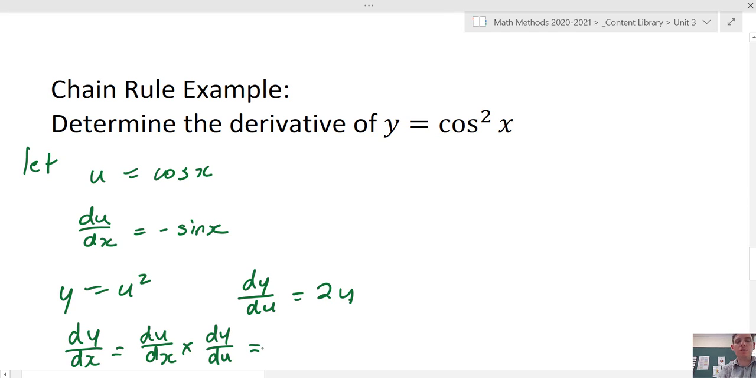So you sub into the rule: negative sine x times 2u. Okay? So it's the derivative of the function inside, which is cos x, multiplied by the derivative of the whole function, cos squared, or u squared.